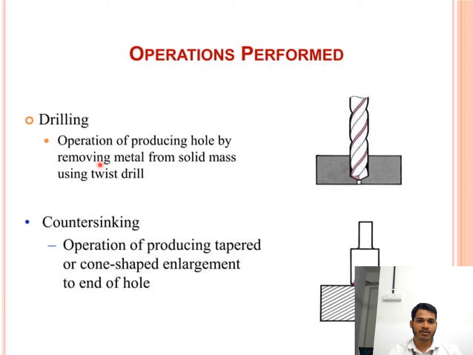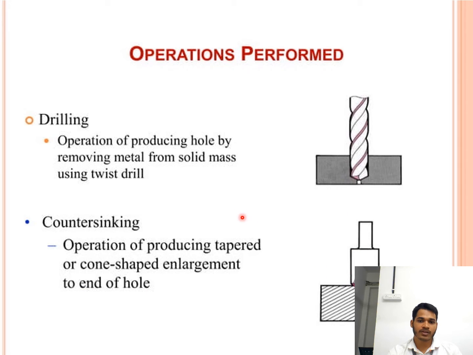Operation performed: drilling, producing a hole by removing metal from a solid mass using a twist drill. So this is the twist drill, this is the land, this is the flute, and this is the cutting edge. And countersinking is the operation of producing a tapered or conical enlargement to the end of a hole.